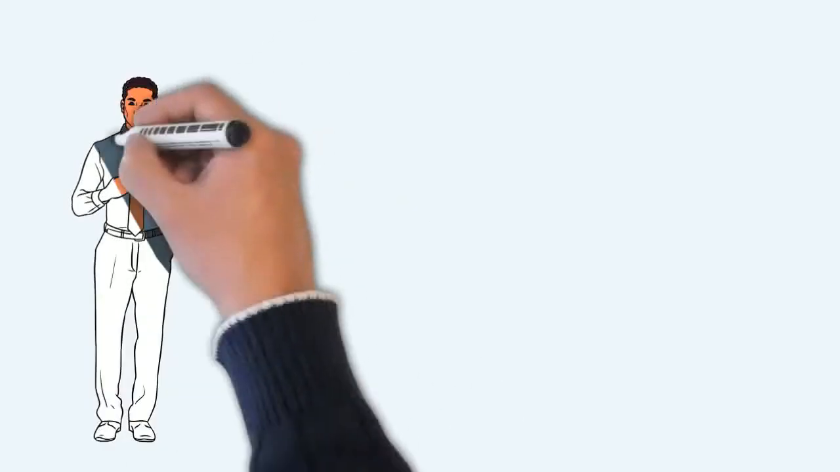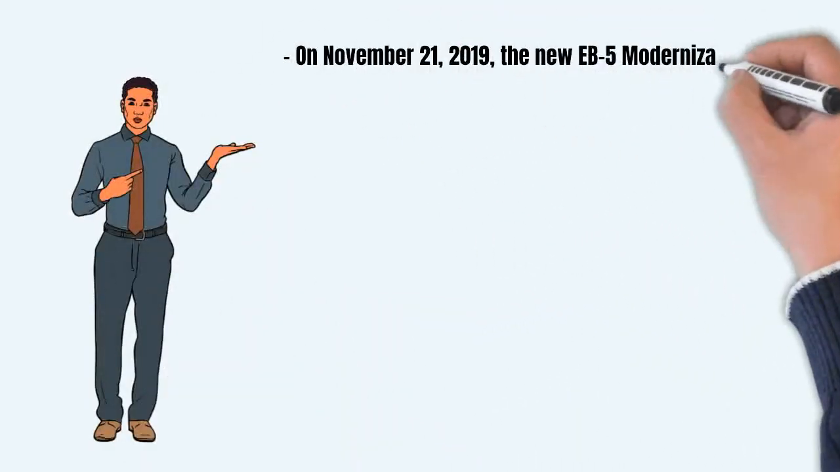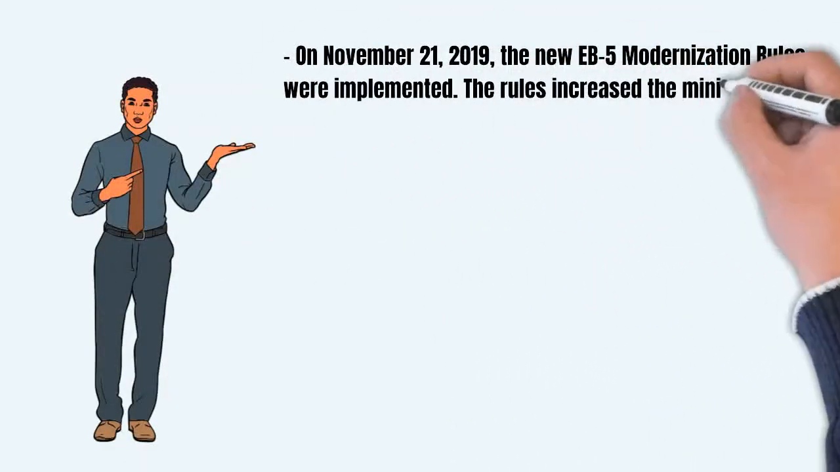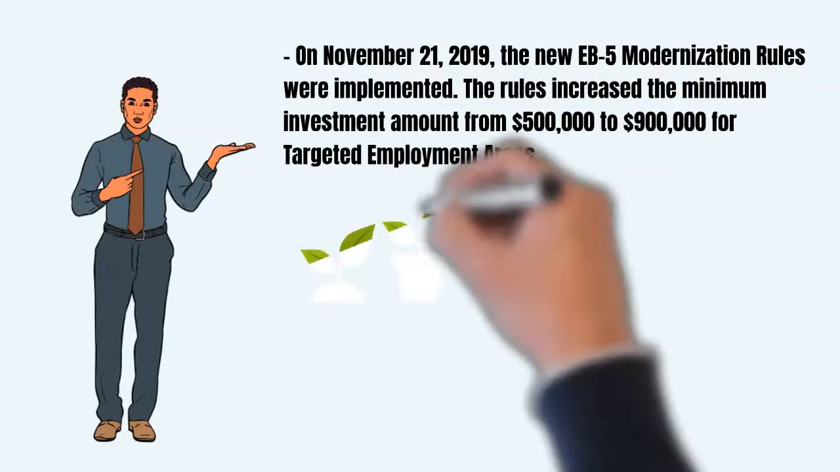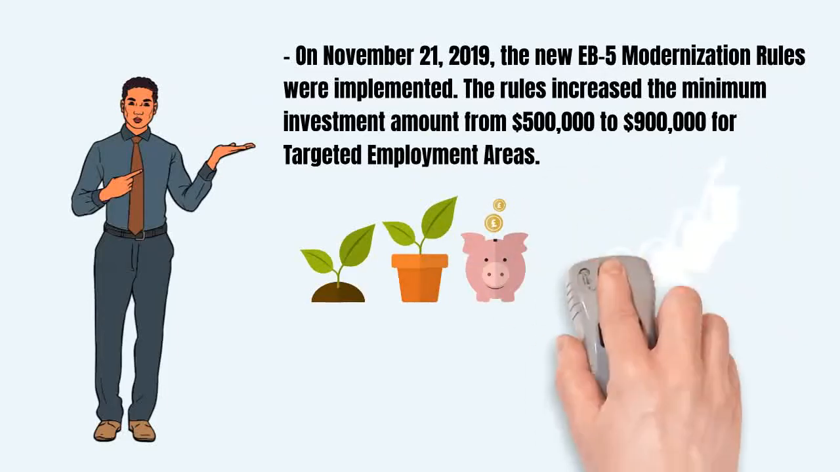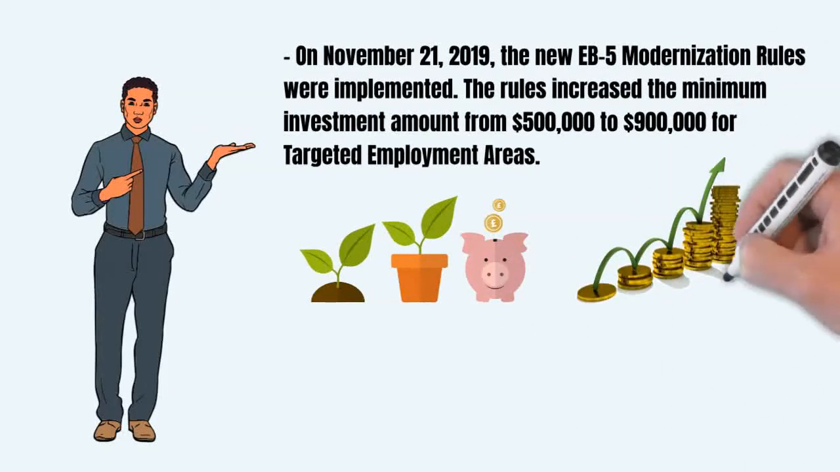On November 21, 2019, the new EB-5 modernization rules were implemented. The rules increased the minimum investment amount from $500,000 to $900,000 for targeted employment areas. This includes rural areas, or those designated as having an unemployment rate of at least 150% the national average.